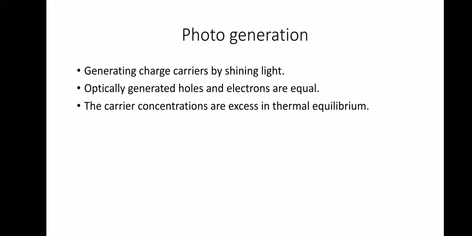Why? If a photon of energy greater than the band gap energy is illuminated on a semiconductor, the electron in the valence band will accept that energy and be excited to the conduction band. Due to this excitation, a vacancy is created in the valence band, that is called a hole, and this creates a free electron. So we have one electron and one hole.